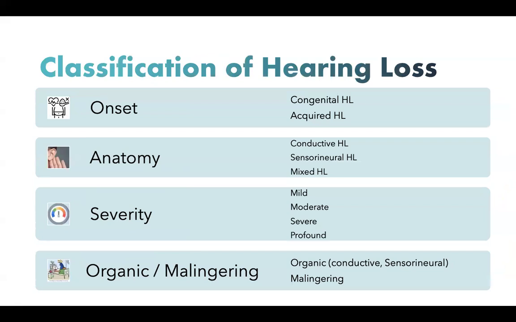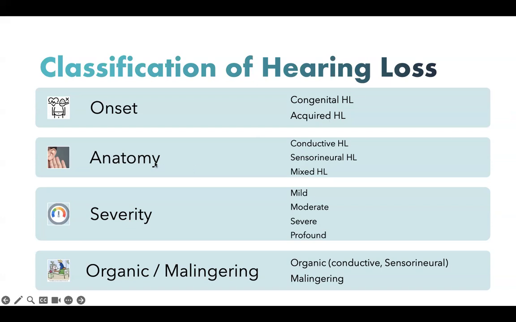If you want to classify a hearing loss, we can classify it according to the onset, the anatomy, the severity, and the type of the patient. Starting with the onset, hearing loss could be congenital or acquired. Congenital happens by the delivery of the baby or the newborn. Acquired could happen anytime during the life of the patient.